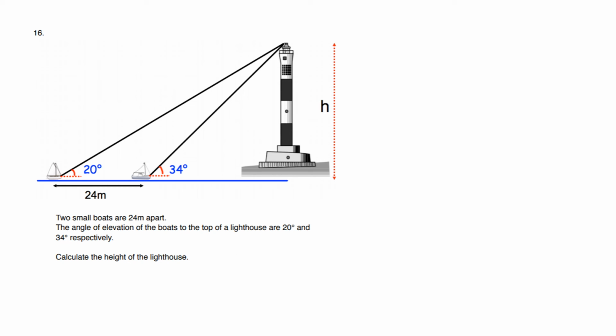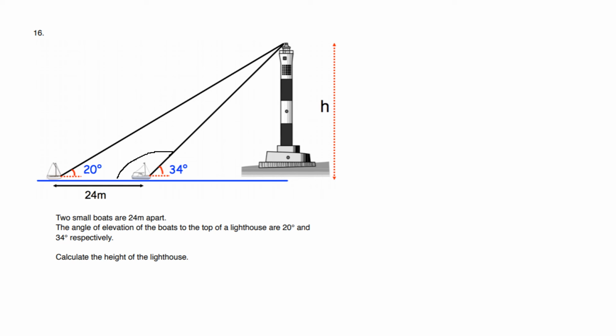So the next question: two small boats are 24 metres apart. The angles of elevation of the boats to the top of the lighthouse are 20 degrees and 34 degrees respectively. Calculate the height of the lighthouse. So the first thing that I'm going to do is work out the missing angles in the left-hand triangle.